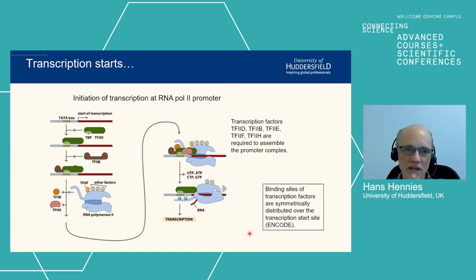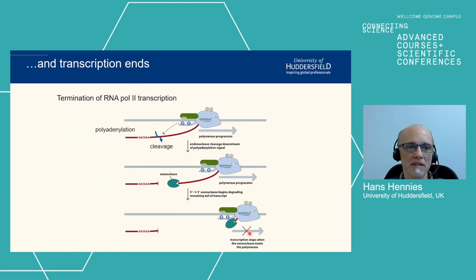So we have the initiation of the transcription, and we of course also need a defined end of the transcription, and this is how the termination is realized. The RNA polymerase 2 would move along the gene and would synthesize the new RNA strand. At some point, there is the polyadenylation signal, which identifies the end of the transcription unit.